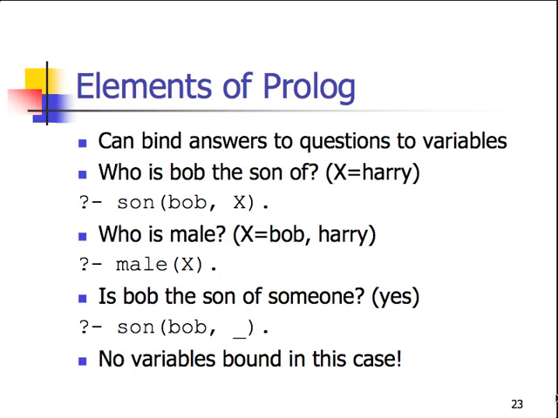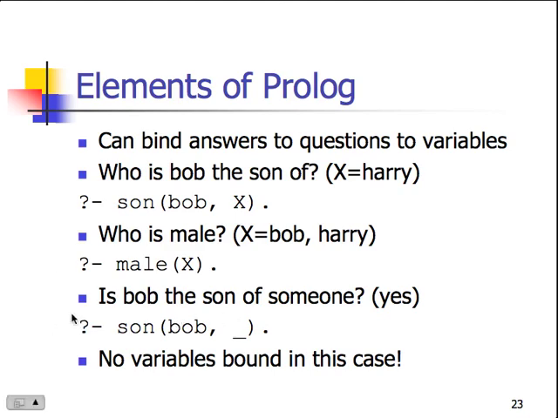So we can bind answers to questions to variables. Who is Bob the son of? X is equal to Harry. So if X is equal to Harry, who's Bob the son of? Then we can say son(bob, X). And then who is male? X is equal to Bob and Harry. And so we say male(X). And then we say if Bob is the son of someone, it'll come back and say yes, if he is actually a son of somebody. So we leave a wildcard, Bob, comma, empty. I mean, is Bob in there?